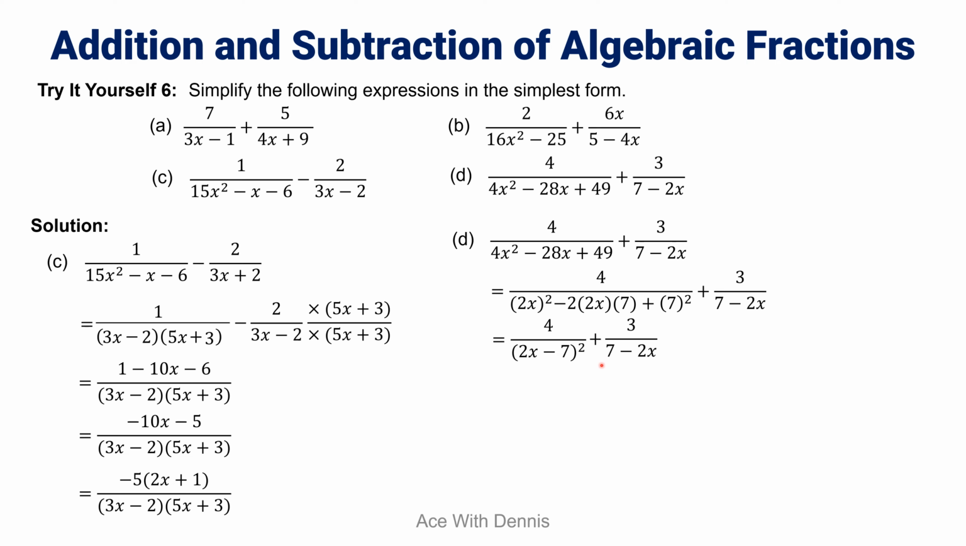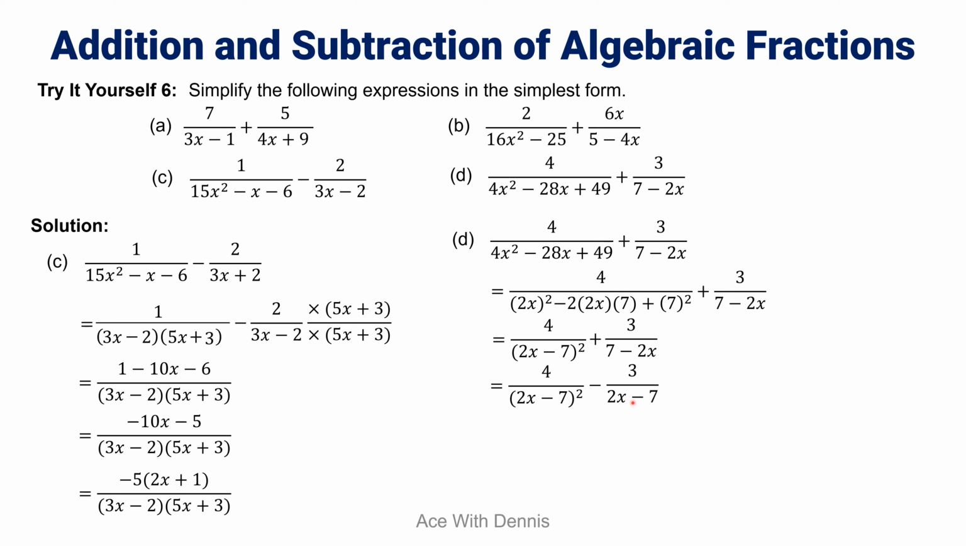Now I will compare 2x minus 7 and 7 minus 2x. These two are the mirror. So switch these two terms and change the sign here. So it becomes 4 over 2x minus 7 squared, then minus 3 over 2x minus 7.